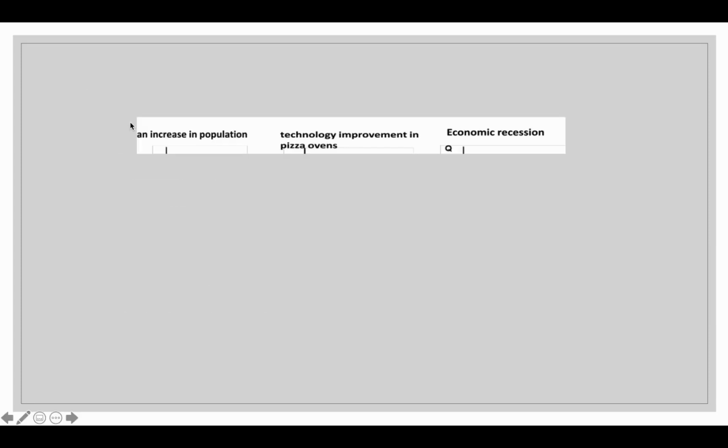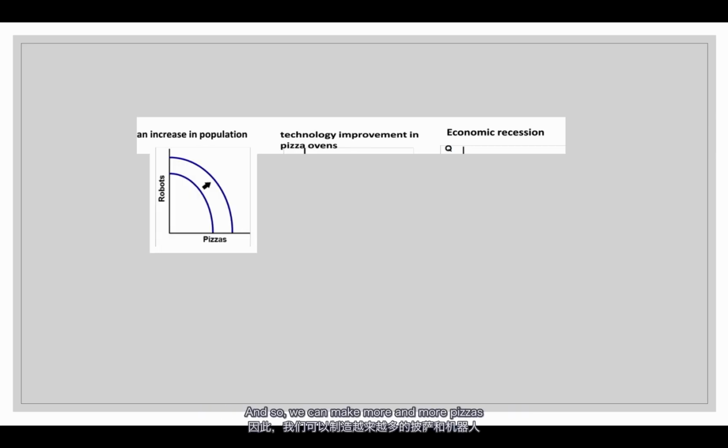And now, look at those three graphs. There are three types that we're going to introduce. Assume that there is an increase in population. And this is a graph about robots and pizzas. What would the PPC do? Grow, yes, indeed. Because people can help to make more pizzas and people can make more robots. It is like you have more resources to use for those two things. And so, we can make more and more pizzas and robots, which makes them both increase. And this is PPC growth.